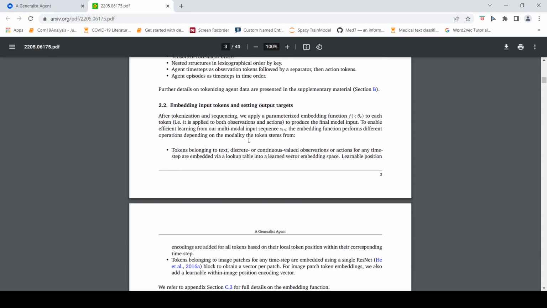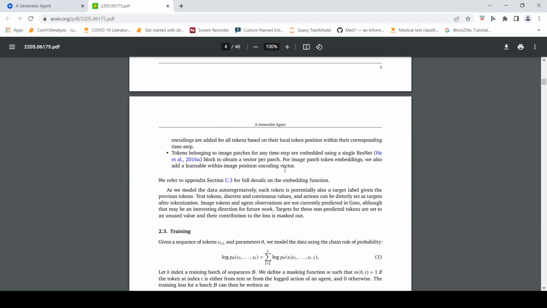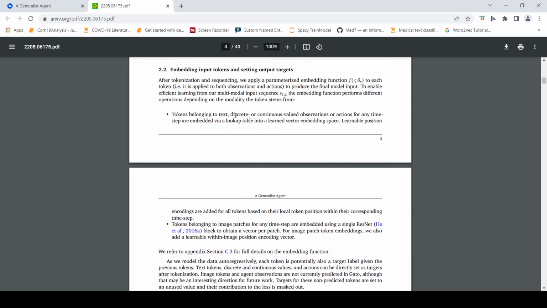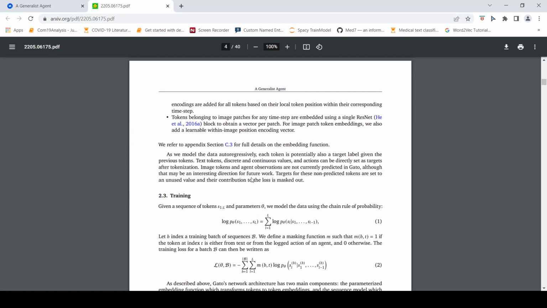Then you embed them. They have a parameterized embedding function doing this embedding. If it is tokens belonging to image patches, then ResNet. If it is tokens belonging to text, discrete or continuous values, they are embedded via a lookup table into a learned vector embedding space. Learnable position encodings are added for all tokens based on their local position. So this is the embedding for text and images.